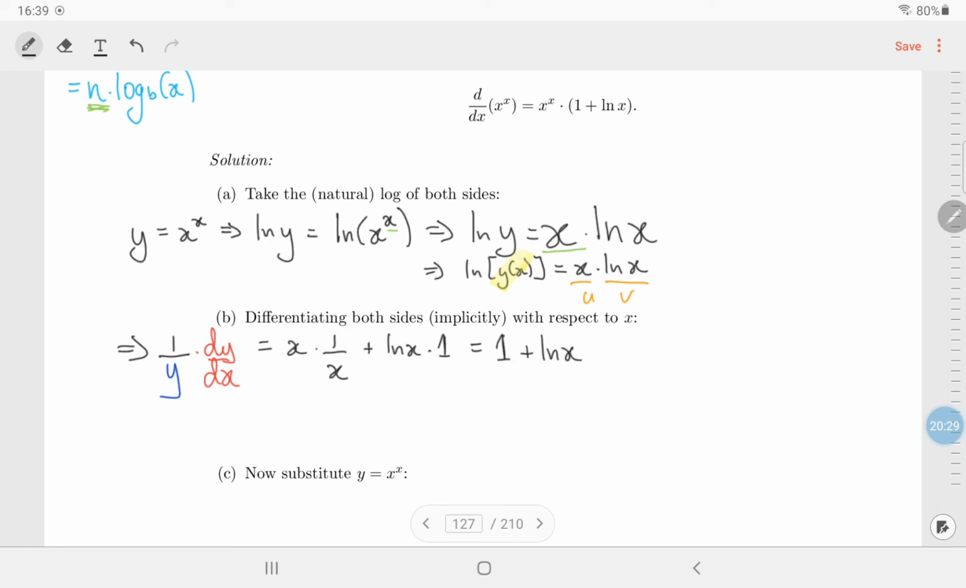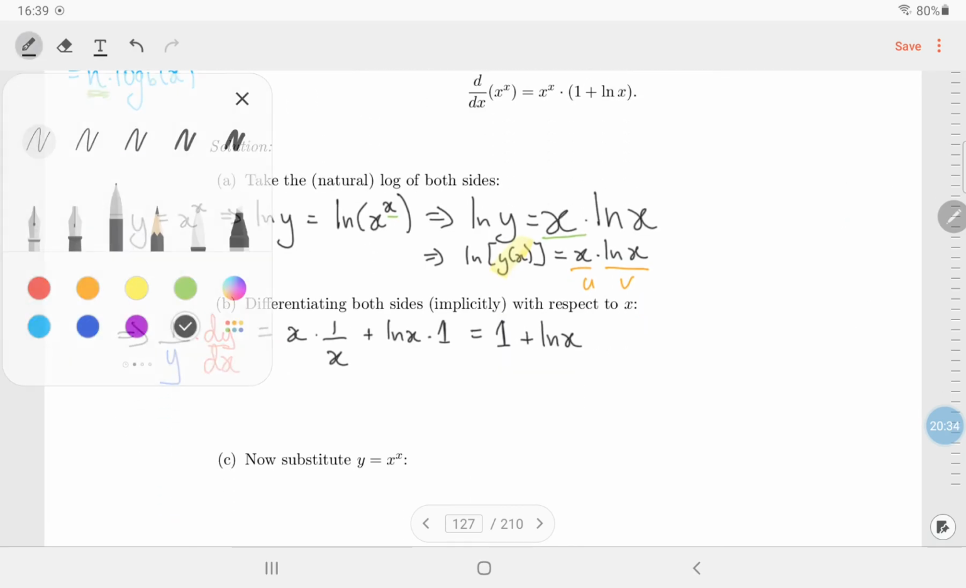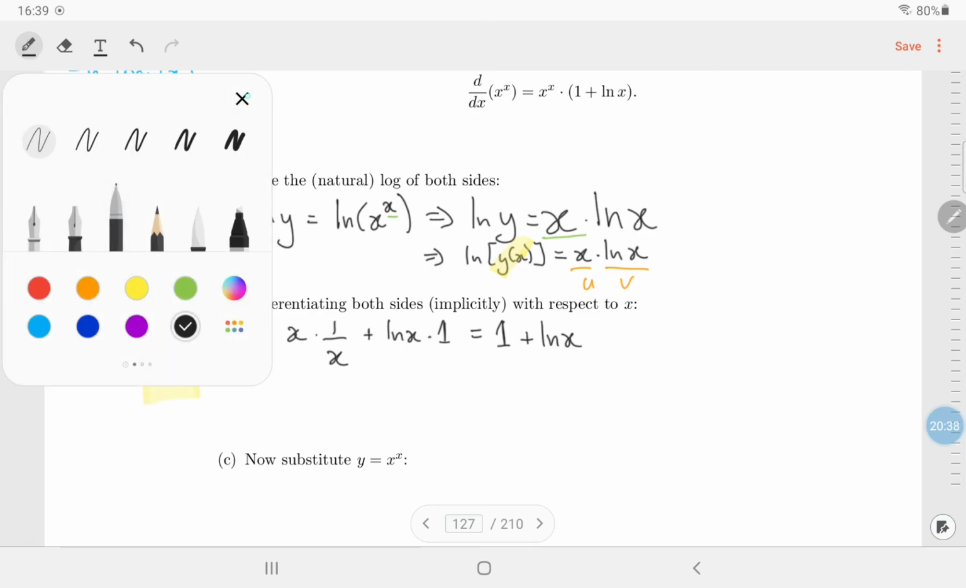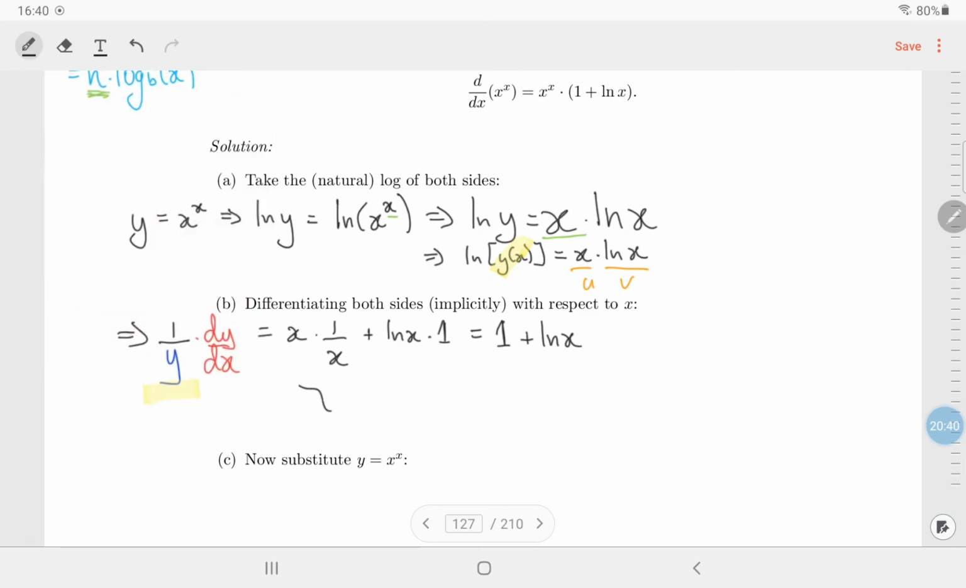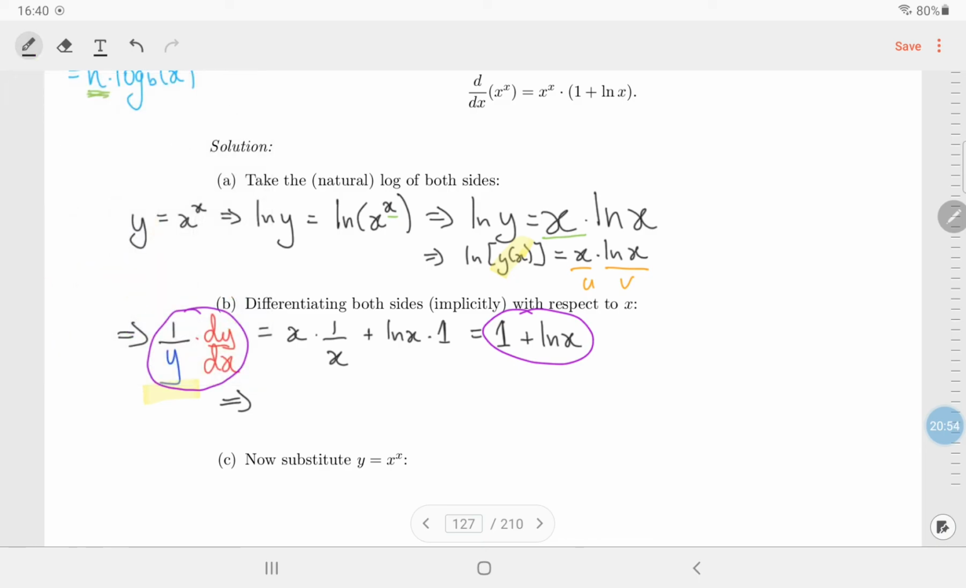And so to find dy/dx, all we have to do is get rid of this 1 over y. To get rid of that division by y, what we have to do is multiply both sides by y. Multiply that by y and multiply that by y. So multiplying the left-hand side by y, we'll get rid of the division by y, we'll have dy/dx. And multiplying the right-hand side, we'll have y.